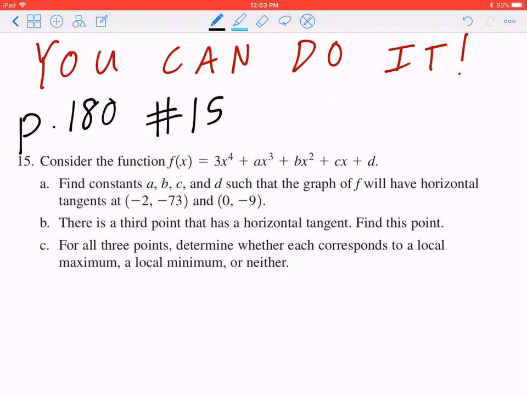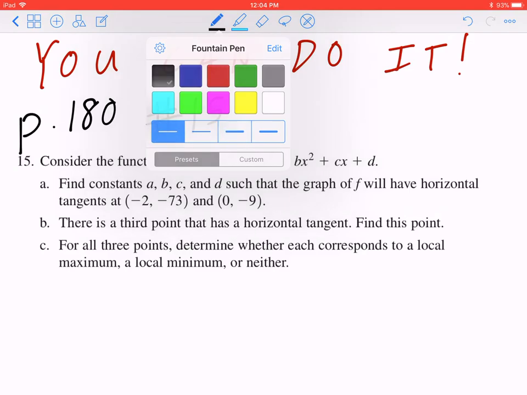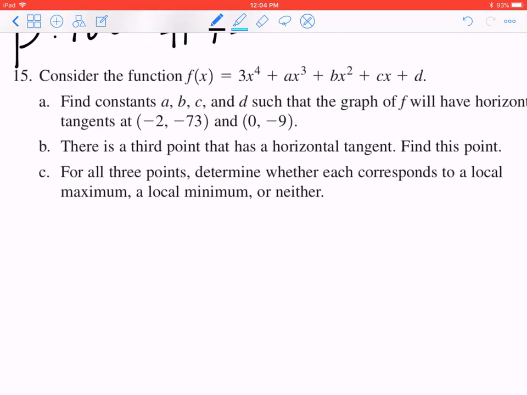Number 15, consider the function f of x, 3x to the 4 plus ax cubed plus bx squared plus cx plus d. In part A, they're asking you to find constants a, b, c, and d such that the graph of f will have a horizontal tangent at -2, -73, and 0, -9. Now, again, we've talked about this. Horizontal tangent just means the specific slope is going to be 0.